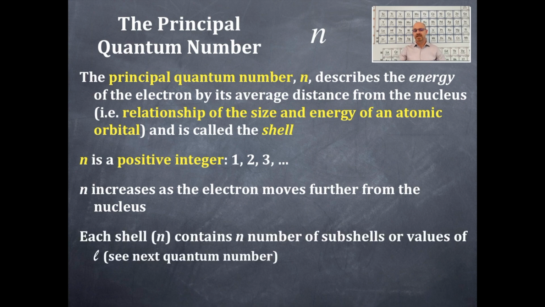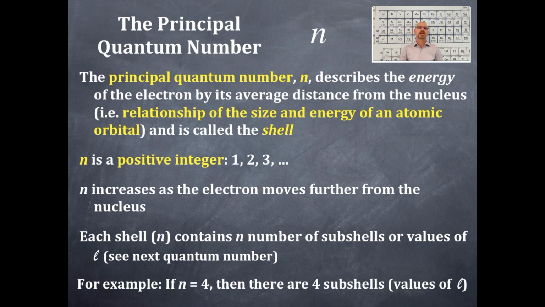Each shell, that is N, contains N number of subshells or values of L. You're going to have to wait for the second quantum number to find out more details on that. Here's an example though. If N is equal to 4, then there are 4 subshells, that is values of L. Okay, so that is a 4s, a 4p, a 4d, and a 4f. Those are the subshells. Okay, so for the future.